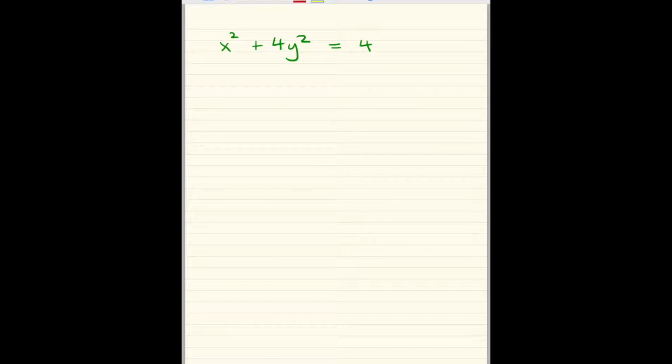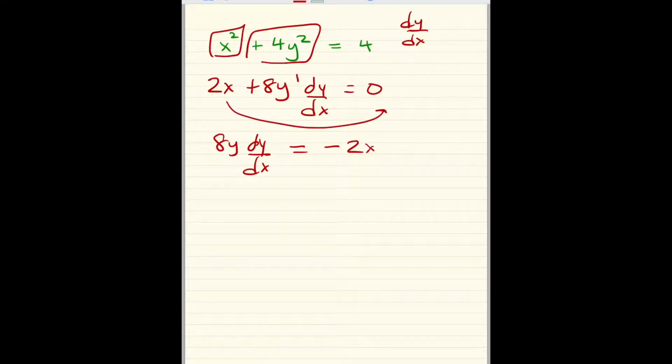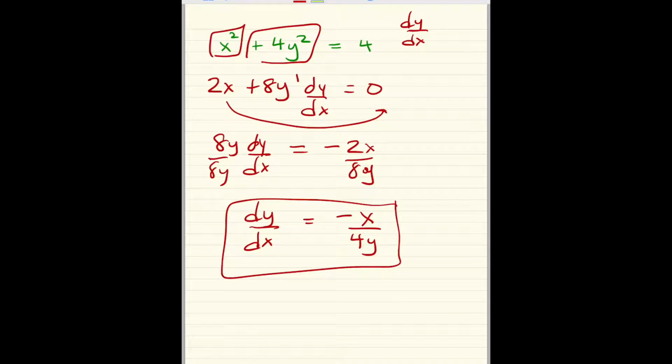Next problem, once again, implicit differentiation. I need to write down find dy/dx. We're just going to take the derivative of x squared. That's 2x. Because that letter's x, I don't have to put dx/dx. This one right here, 8y to the first, dy/dx. The derivative of 4 is 0. Now I'm going to keep 8y dy/dx on this side, and I'm going to bring over 2x to that side by making it negative. Divide by 8y, and then we reduce it, and you get that right there.